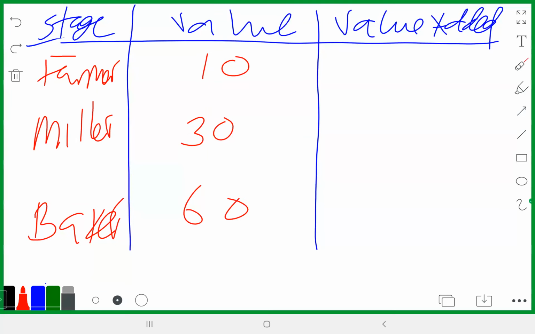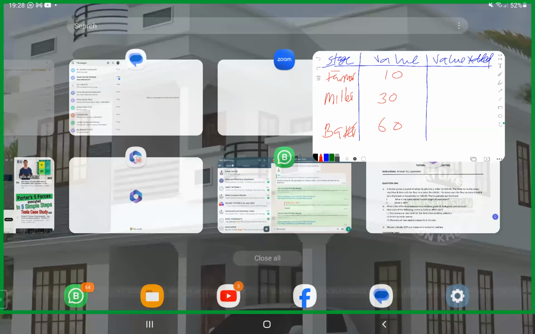So far, are you able to see what I'm doing and are you able to see what I'm writing? Actually, you are a bit fast. Okay. Let me go back to the question.